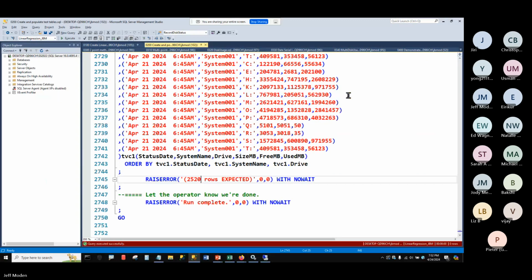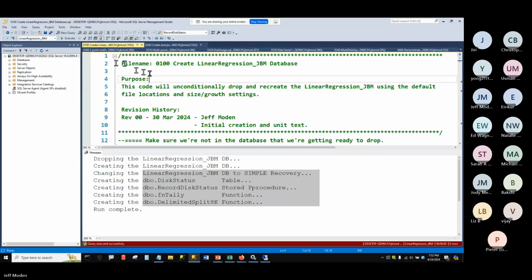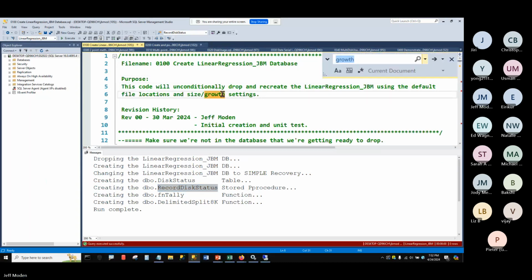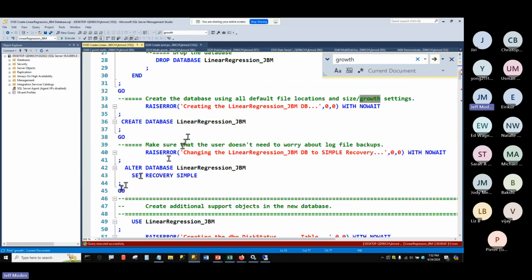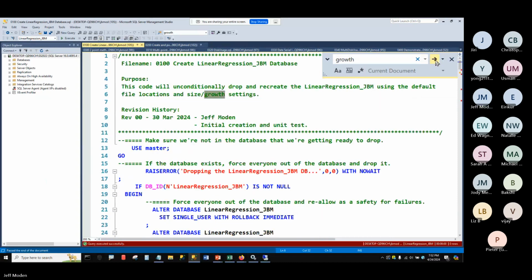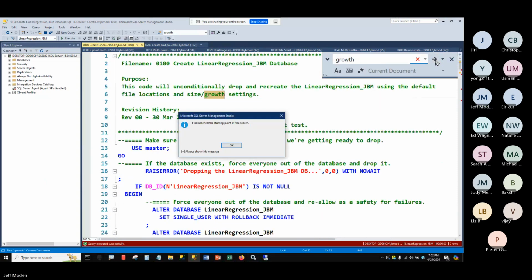All right, so back here in script 100, I said we wanted to go and see record disk status. Come on. Well, that didn't work.